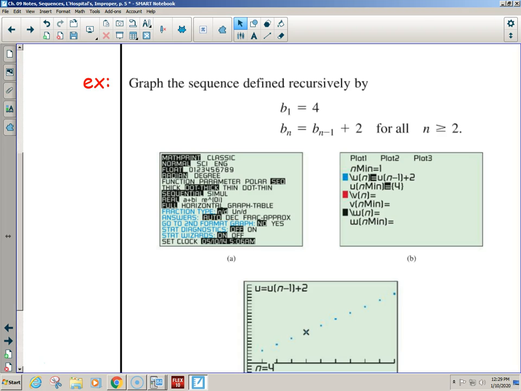You could also graph it in your graph. You have to arrange the windows, etc. I don't think there's a zoom sequence. There's a zoom stat, but I don't think there's a zoom SEQ. So you might just have to manually see what values you have and go from there.